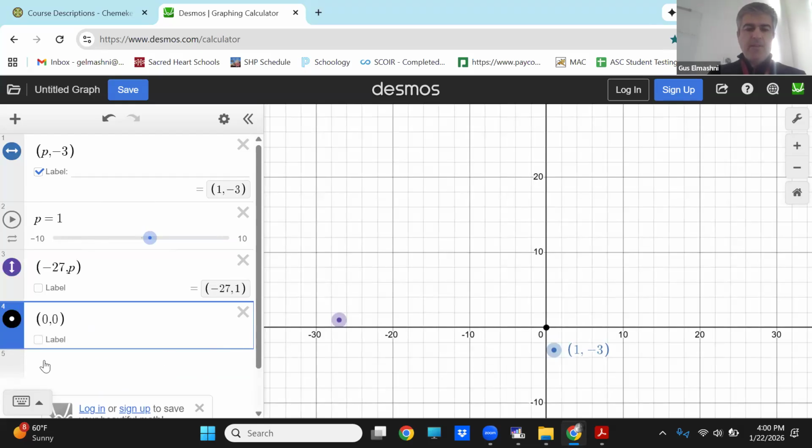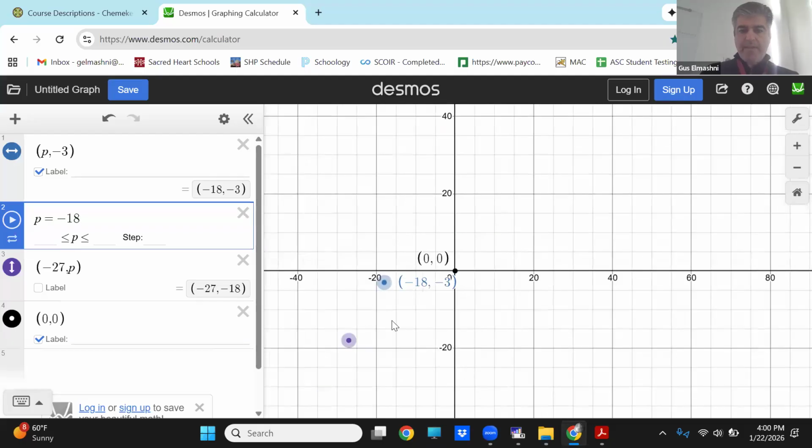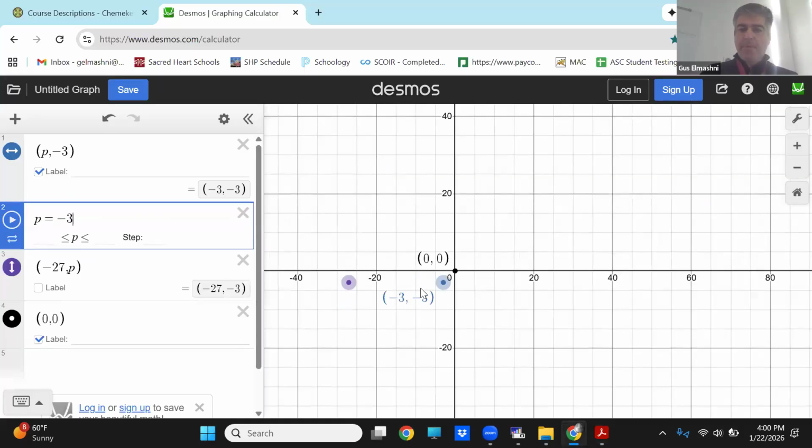Okay, so if I look, and I'll label that as well. If you look at these 3 dots, are they going to be on the same line? So I need to adjust P. Right now, P is 1. Fortunately, this is multiple choice. So 0 is not going to work. Let's make it -18. Not quite. If I make it -9, that looks pretty good. If I make it -3, nope. So it's -9.